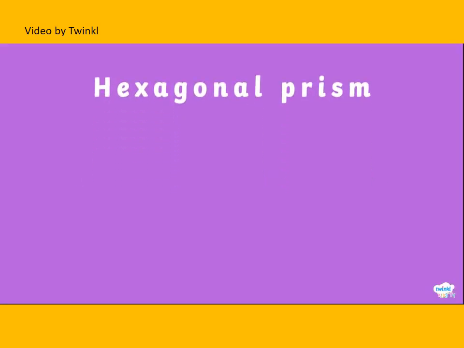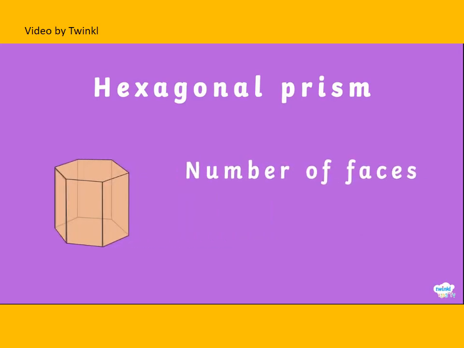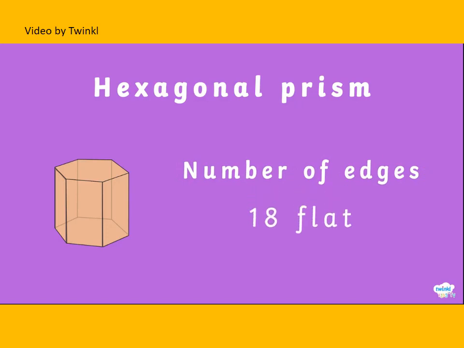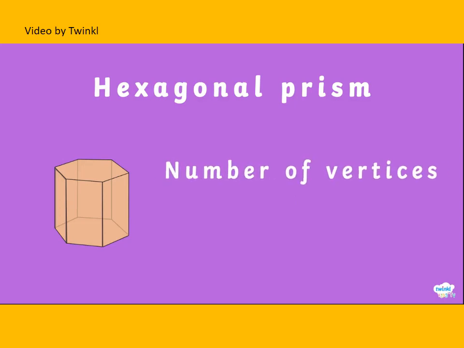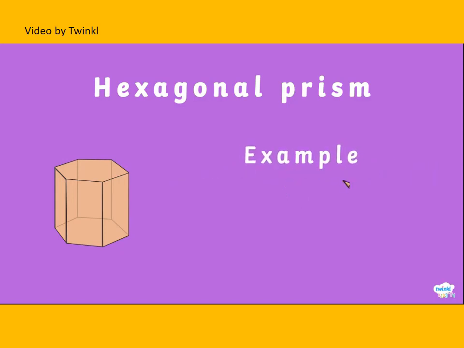Our last shape is a hexagonal prism. This is similar to our previous shape, but it contains a hexagon instead of a triangle. This shape has 8 flat faces. The number of edges is 18 flat edges. The number of vertices this shape has is 12. You can use this shape quite often. An example of this is a pencil.